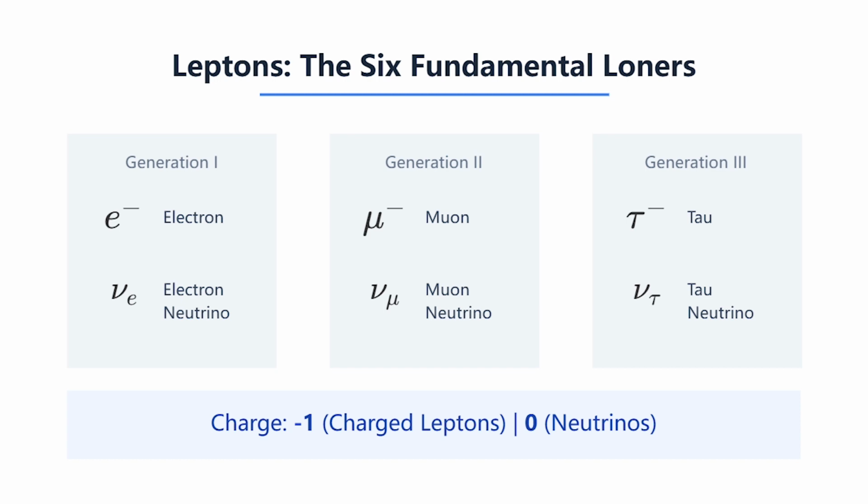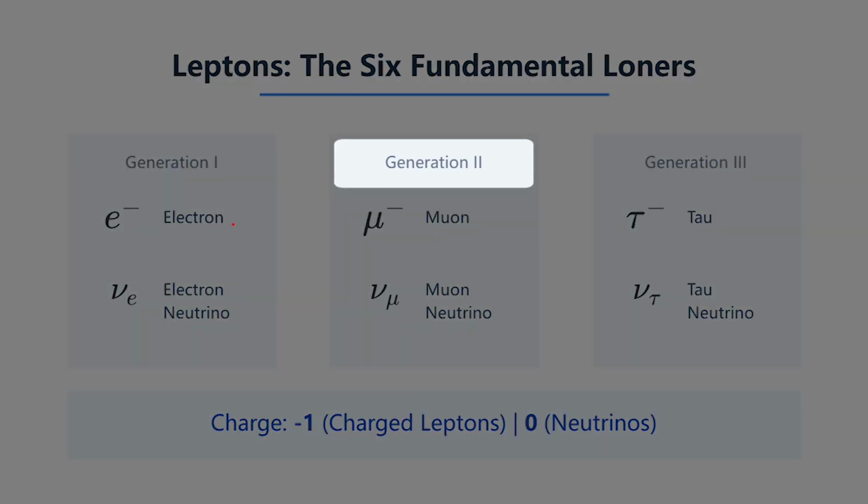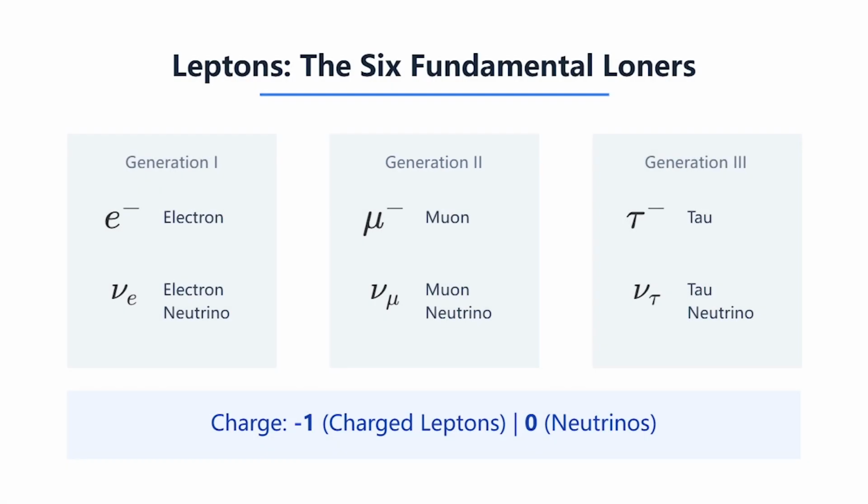However, it has a ghostly partner called the electron neutrino, which is nearly massless and incredibly difficult to detect. As we move into the second and third generations, we encounter the muon and the tau. You can think of these as the electron's heavier, more exotic cousins. They are unstable and decay quickly, but they follow the same structural pattern, each having its own specific neutrino partner.